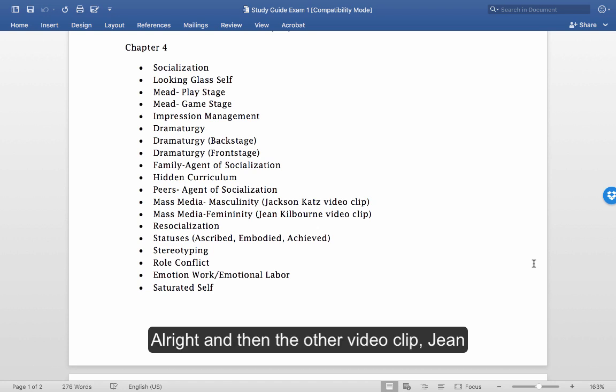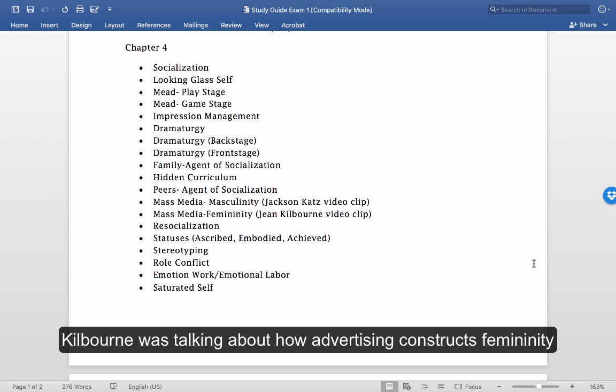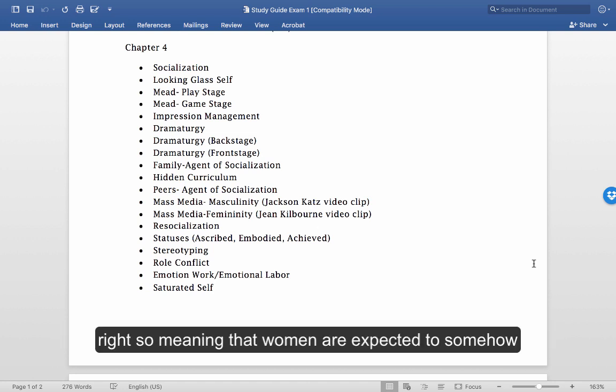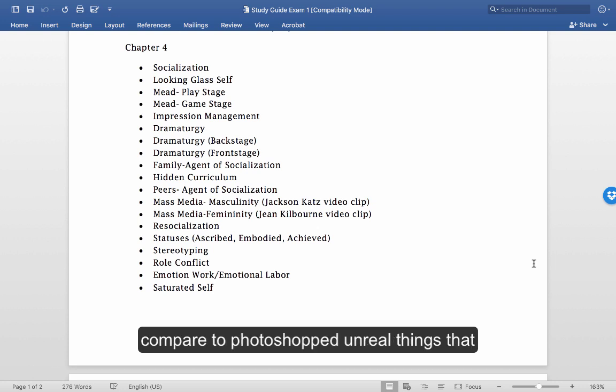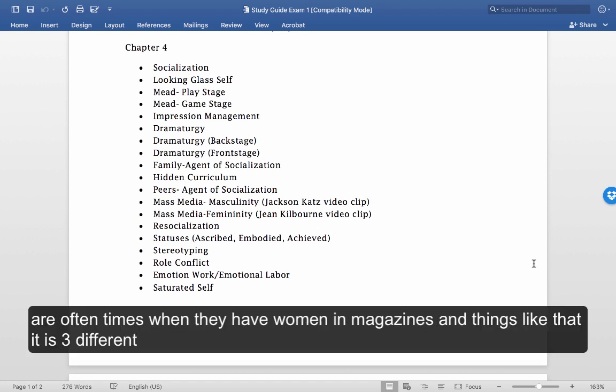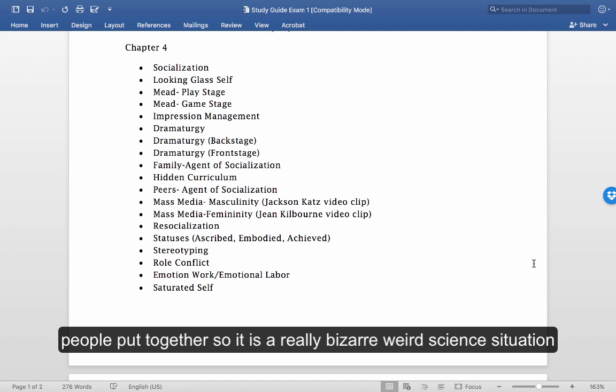All right, and then the other video clip, Jean Kilbourne was talking about how advertising constructs femininity, right? So meaning that women are expected to somehow compare to photoshopped, unreal things. Oftentimes when they have women in magazines and things like that, it's like three different people put together. So it's like a really bizarre, weird science kind of situation.